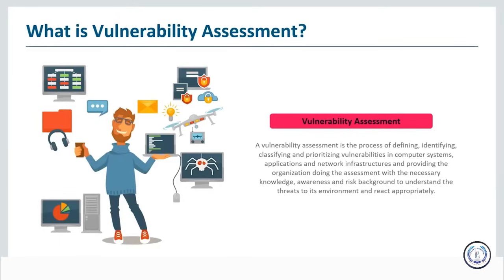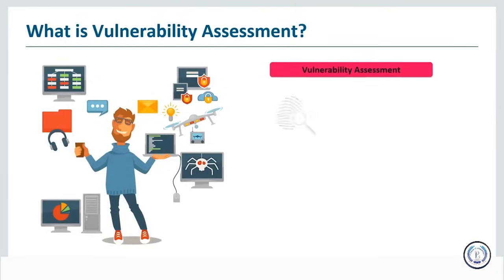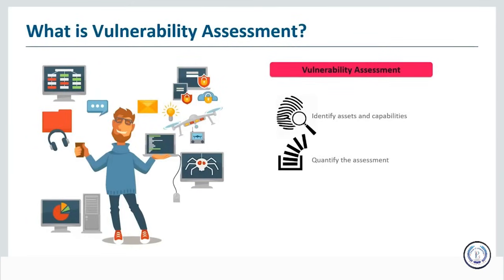So, a vulnerability is a situation that can be taken advantage of by a hacker or a penetration tester for their own misuse, or actually for fixing the issue. Vulnerability assessment has three steps. The first step is identifying the assets and the vulnerabilities of the system. The second step is quantifying the assessment. And the third is reporting the results.